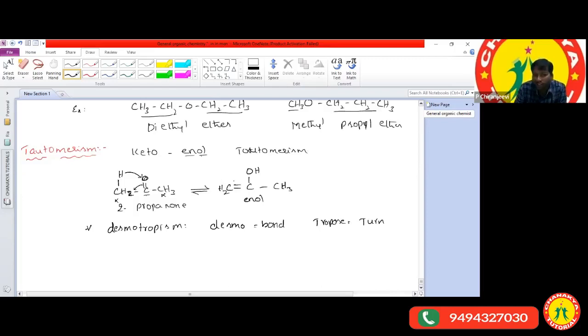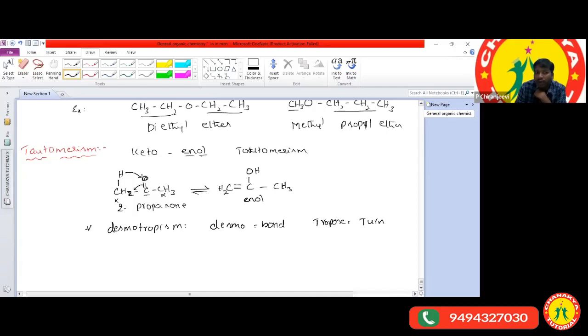So now in the given structure, is the pi bond shifting or not shifting in the above structure? Pi bond is shifting now. So the pi bond is shifting from one place to another place. When the pi bond is shifting from one place to another place, that we can call desmotropism. Okay, so now you got the clarity.